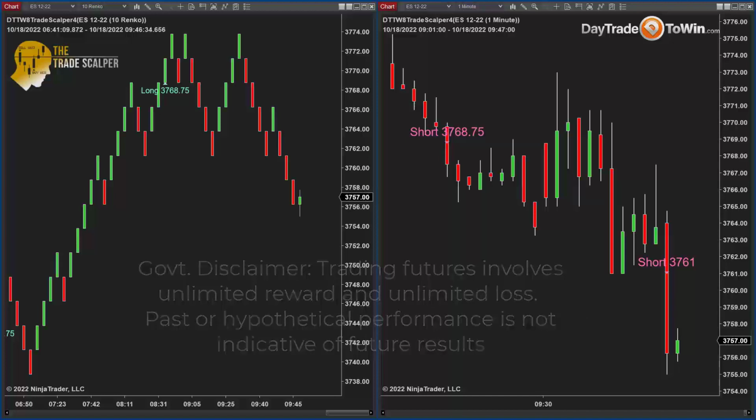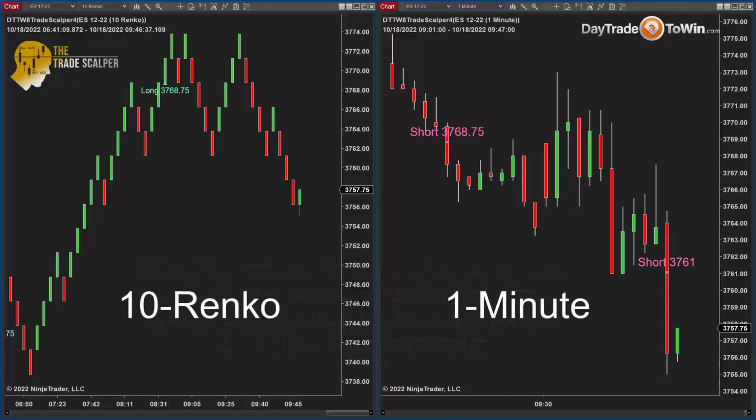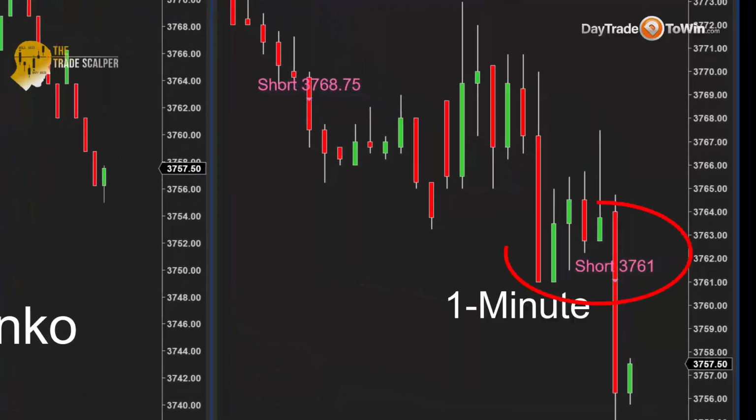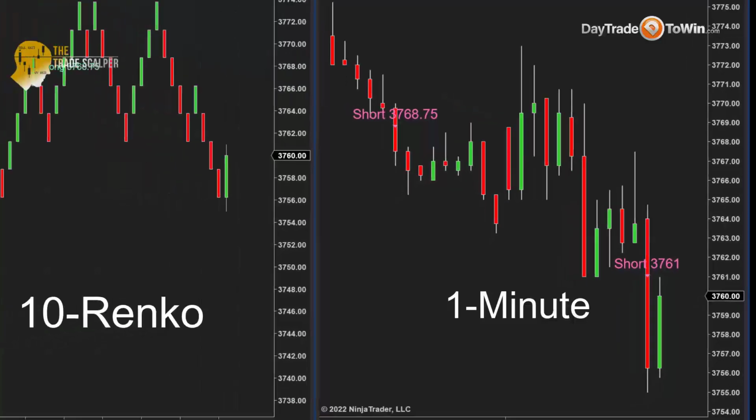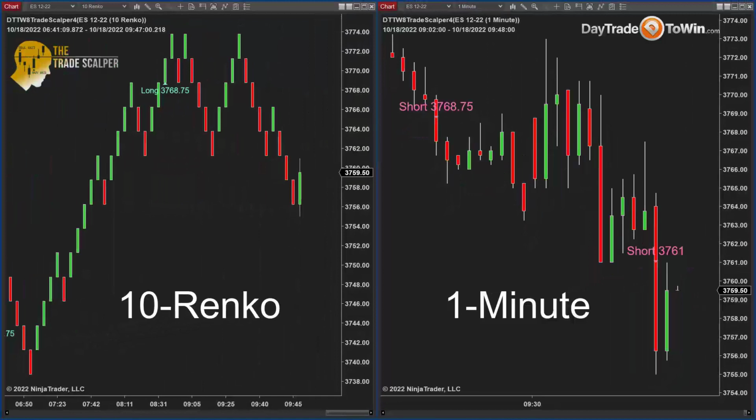So the idea here is to see if we have, as you see, a short at 37.61. I want to go short. I want to sell the market at this price, 37.61. But if the 10 Renko chart gives us a short prior to that, or even if it gives me a long, which is conflicting, then I'm going to not take the trade. So I'm looking for either another short on the Renko chart and then just jump in, or I'll just take the 1 minute. It's the only signal I have here at the moment, 37.61.